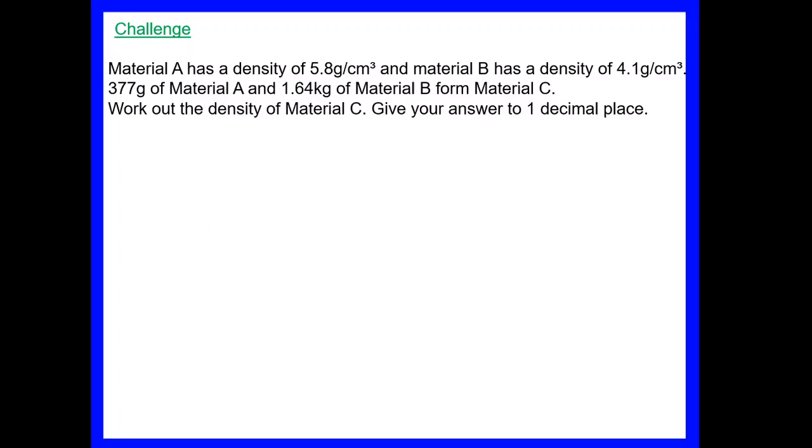Okay, finally for today then I'm going to leave you with a challenge. So material A has a density of 5.8 grams per centimetre cubed, and material B has a density of 4.1 grams per centimetre cubed. 377 grams of material A and 1.64 kilograms of material B form material C. So we're going to put those together to make a new material C. Work out the density of material C, give your answer to 1 decimal place.